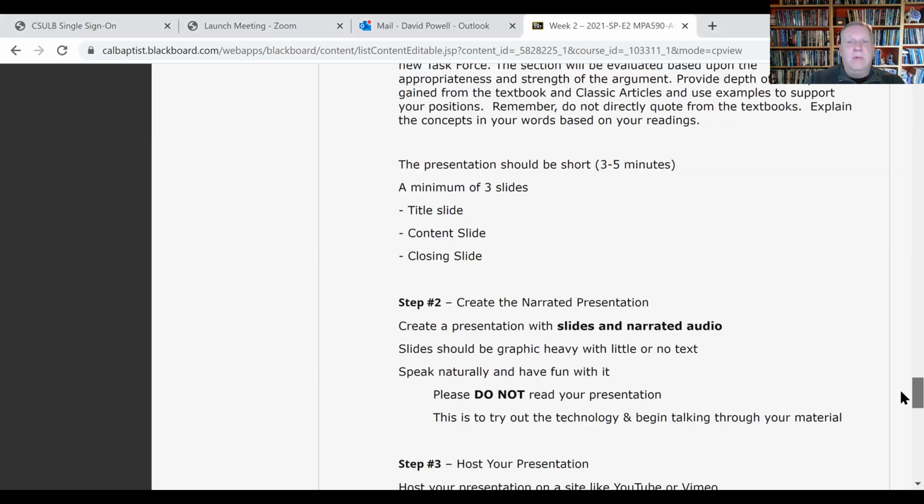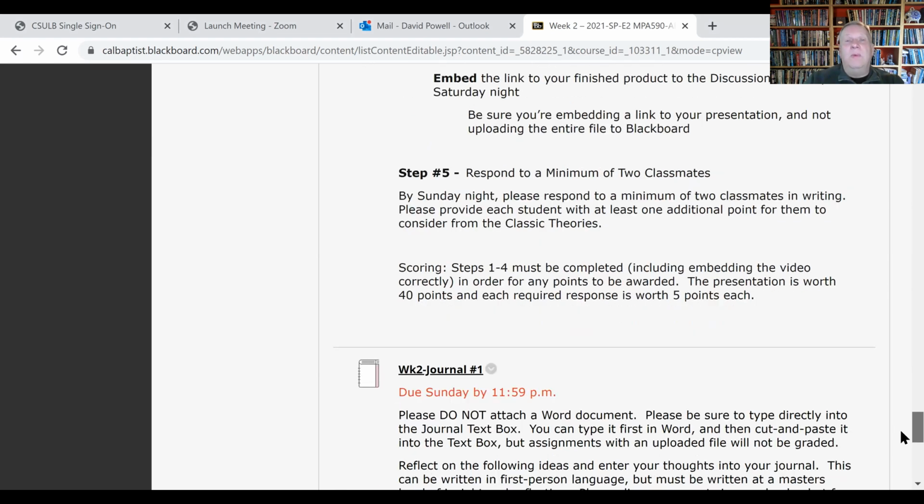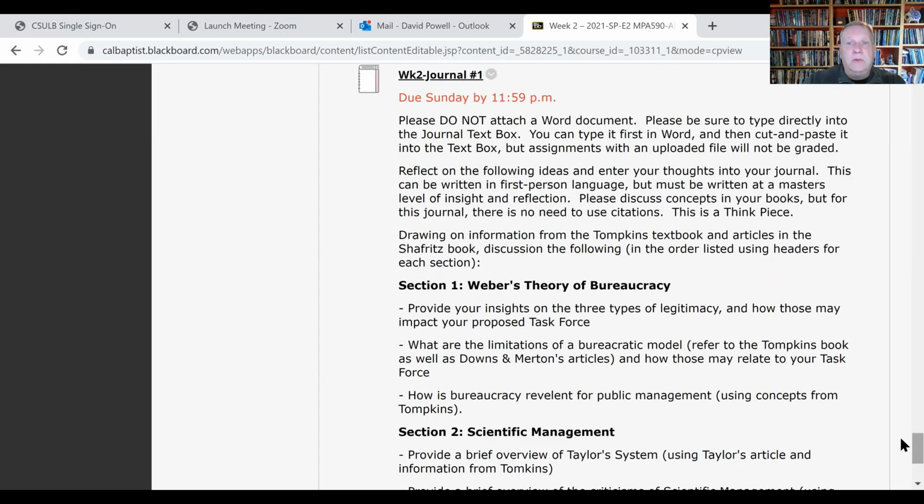So you're going to create that presentation, narrate that presentation, host the presentation, and then as always respond to a minimum of 2 of your classmates. Then you also have a journal entry that is due this week. Again, always for the journal entries, please type directly into the journal text box. Do not attach a Word document. Reflect on the following ideas and enter your thoughts into the journal. It can be written in first person, and must be written at a master's level of insight and reflection. Please discuss topics in your books, but there's no need to use citations in the journal. Again, the journal is kind of a think piece.